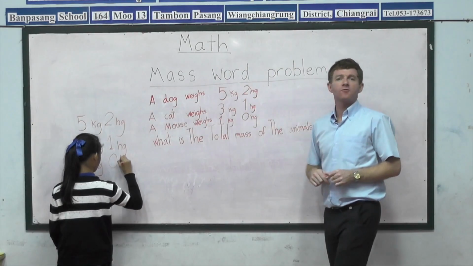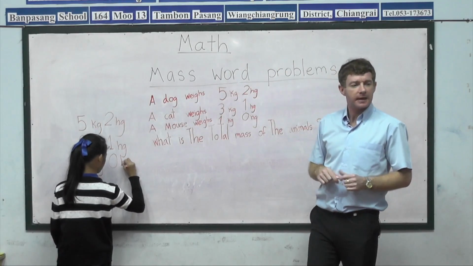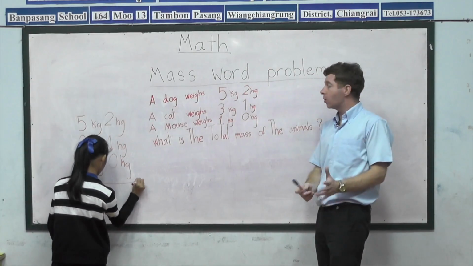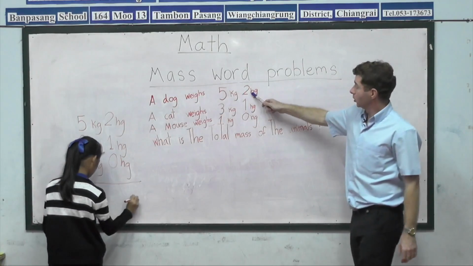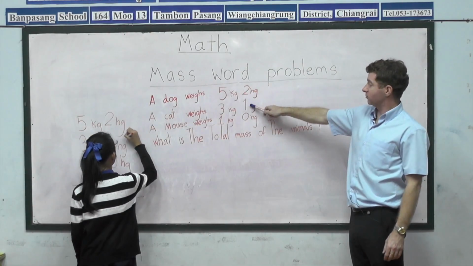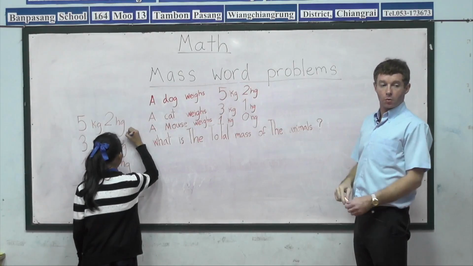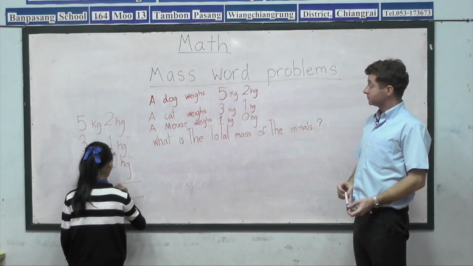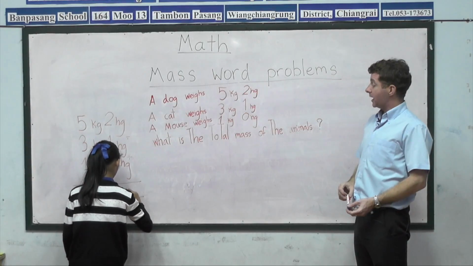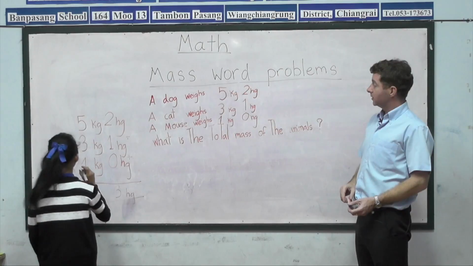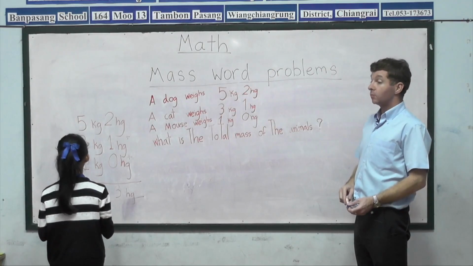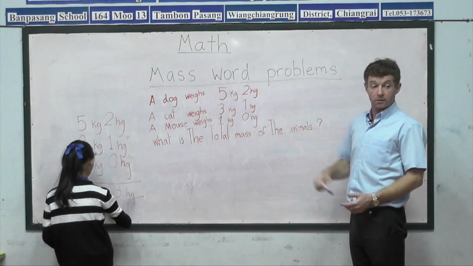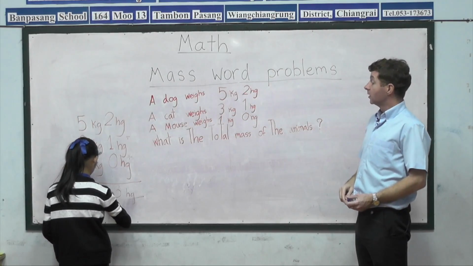So which weight do we need to work out first? Kilograms or hectograms? Hectogram. Excellent. Always start with the smallest first. 2 plus 1 plus 0 is 3 hectograms. Then 5 plus 3 plus 1 equals 9 kilograms.